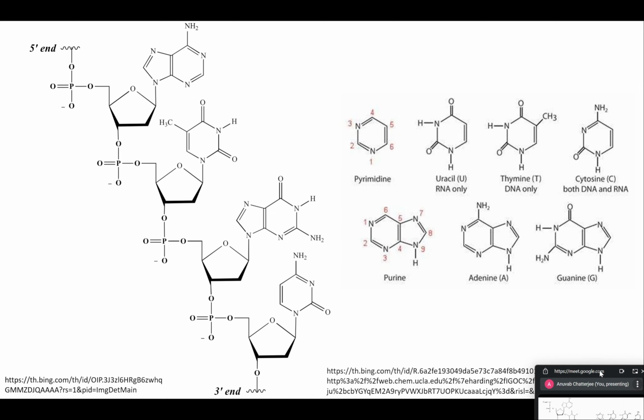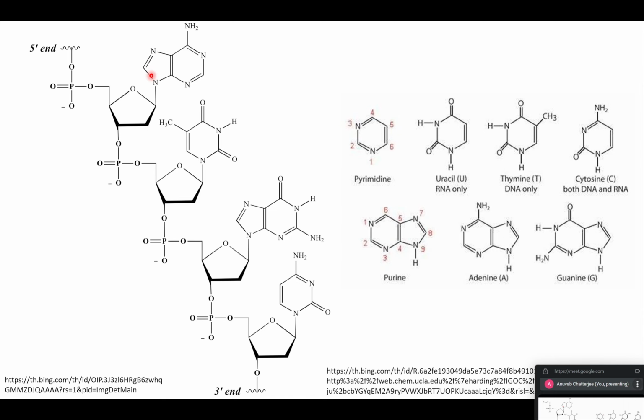The four bases present in DNA are adenine, guanine, cytosine, and thymine, whereas the four bases present in RNA are adenine, guanine, cytosine, and uracil. So in case of DNA, we have thymine present, no uracil. In case of RNA, we have uracil present, no thymine, and they essentially go in this location, shown right here on top of the ribose sugar.